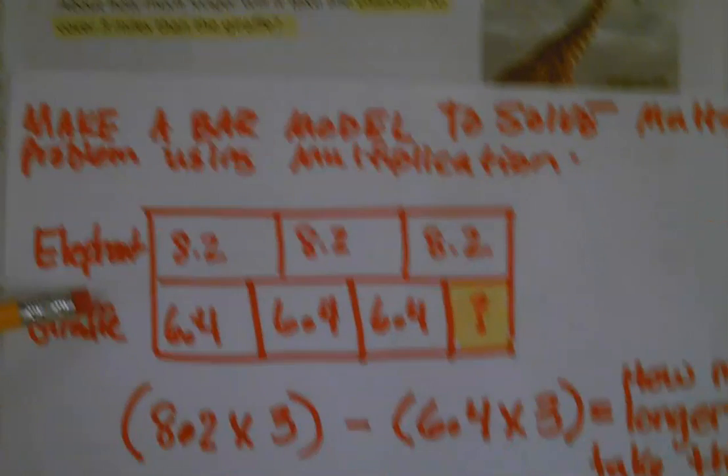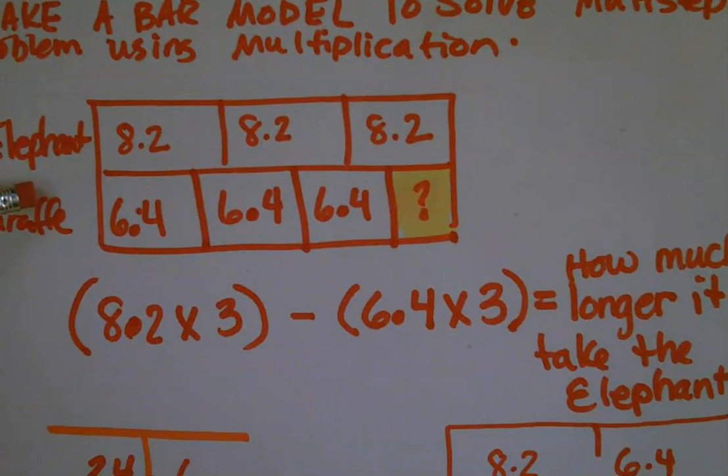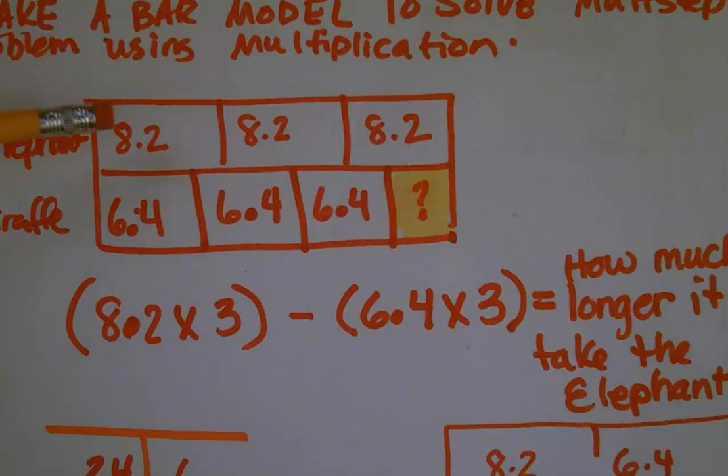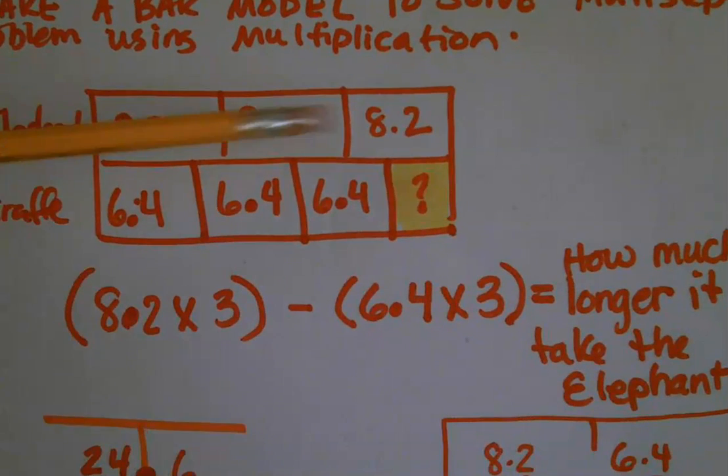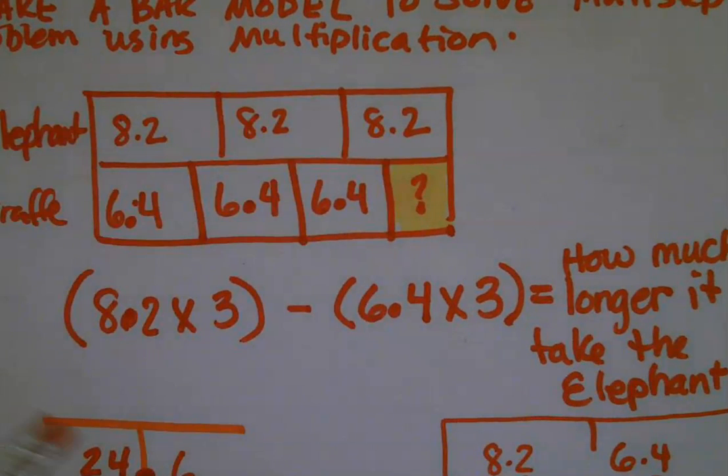I'm going to write that as an equation. So I'm going to use that bar model and say, okay, I've got 8.2 written 3 times. So I'm going to write that as 8.2 times 3. And then I'm going to write my 6.4 times 3 for my giraffe. I'm going to subtract those two quantities to find out how much longer it's going to take the elephant. So let's do that.